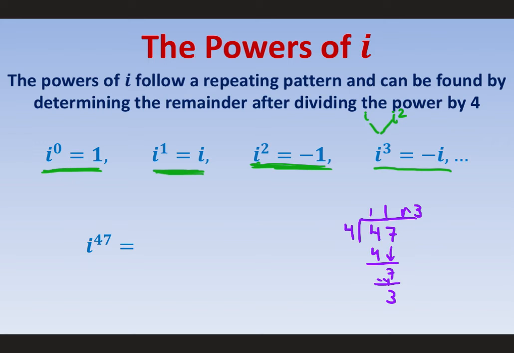So that means that i to the 47th is the same as i to the third. i to the third is negative i, and that's my simplified answer. So i to the 47th is really i to the third, which is really negative i. And I got that just by looking for the remainder.